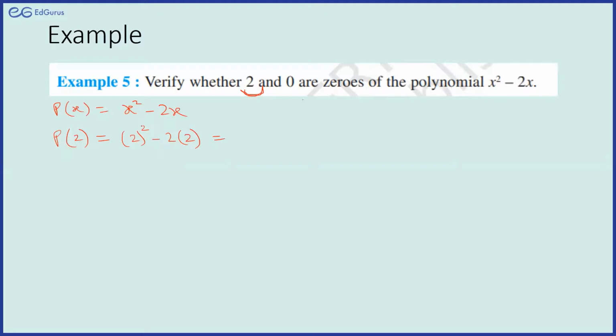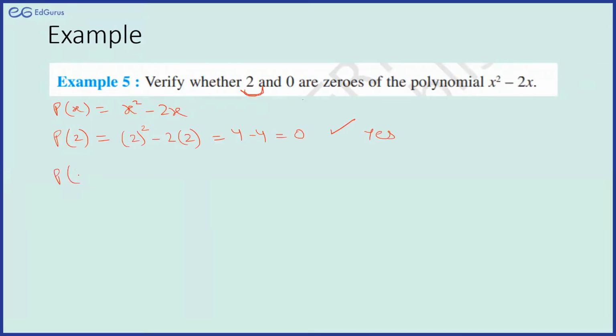Now, what is 2 square? 4. What is minus 2 times 2? Minus 4. So answer is 0. Okay. So yes, 2 is the zero of the polynomial p of x. So that is correct.